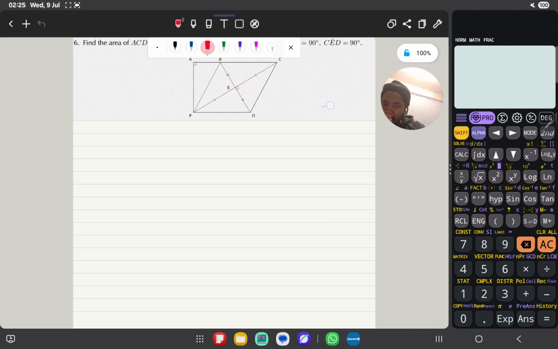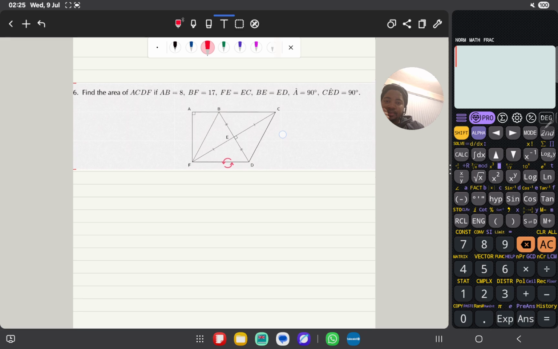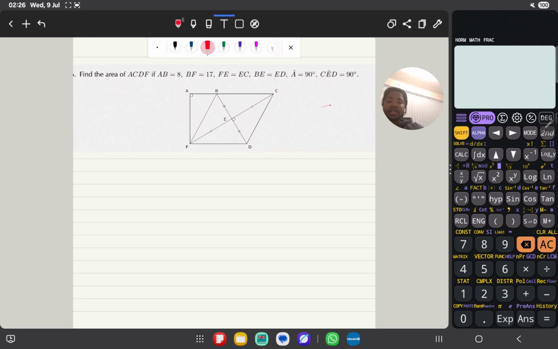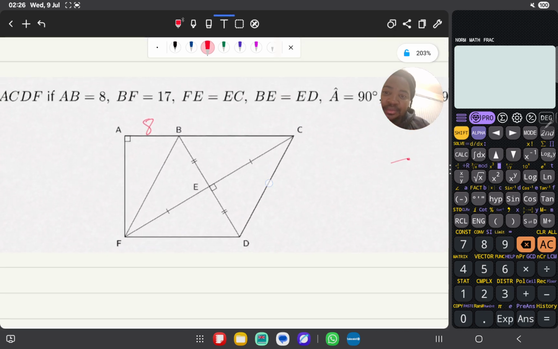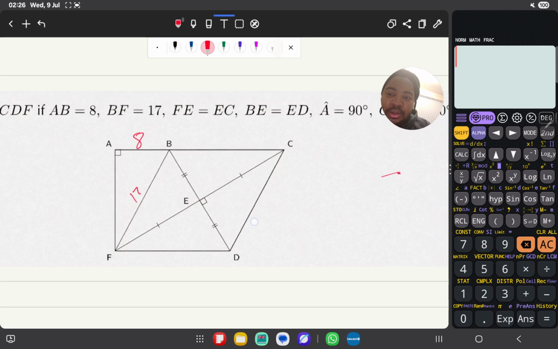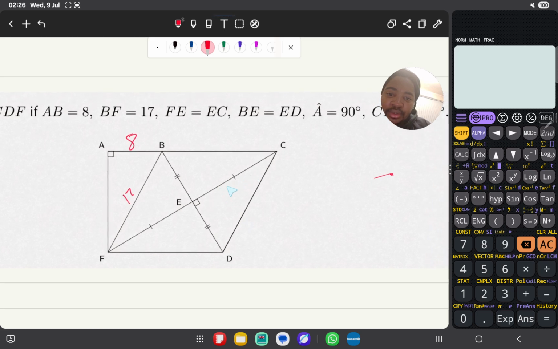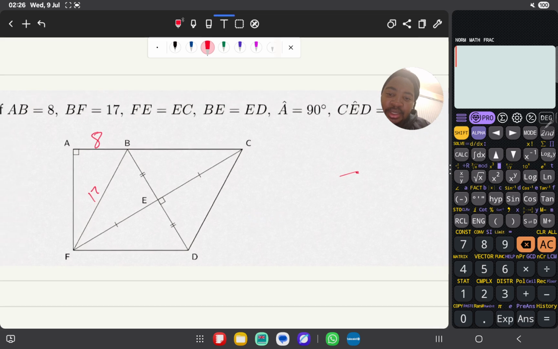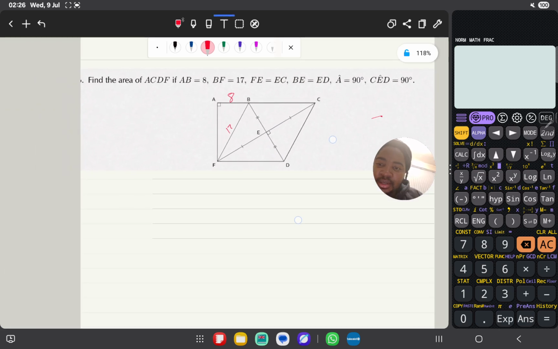Okay, I may need to bring it down. So they say find the area of this parallelogram, and we are told that AB is 8, BF is 17, FE equals EC, BE equals ED, right? And angle A is 90, and then angle CED is 90 degrees.